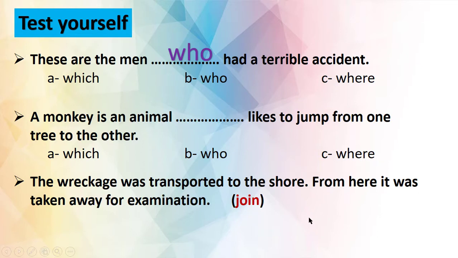Let's move to the second sentence. A monkey is an animal. Space likes to jump from one tree to the other. Here we are talking about an animal. And with animals we use, good, which.